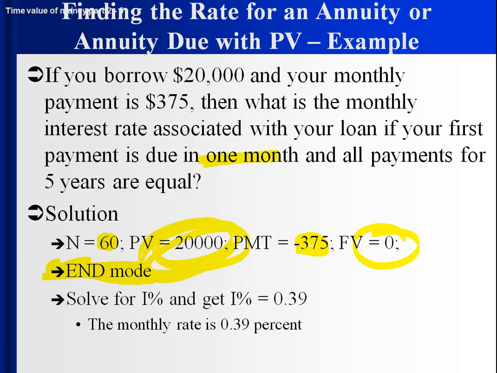And the interest rate is 0.39%. So if you discounted negative 375 in 1, 2, 3, 4, 5, 6, all the way up to 60 months, all 60 of those terms, added them up, you would get 20. If you did negative 375, you get negative 20,000.